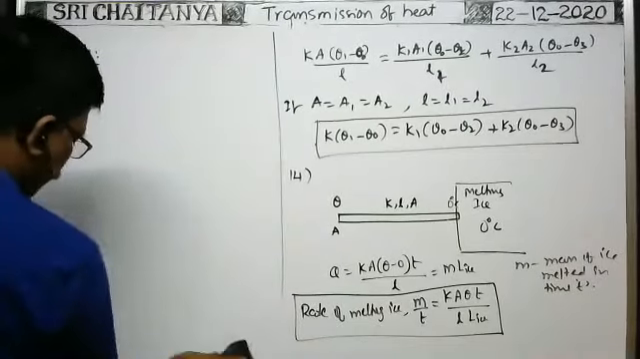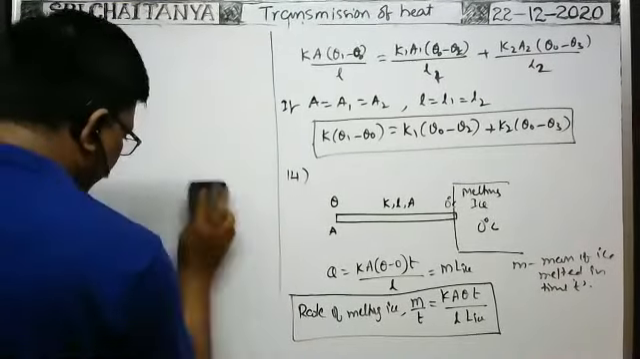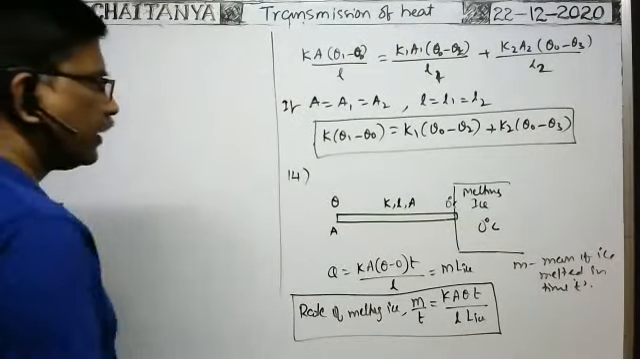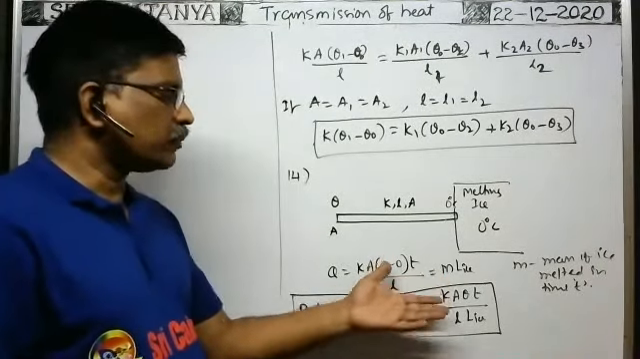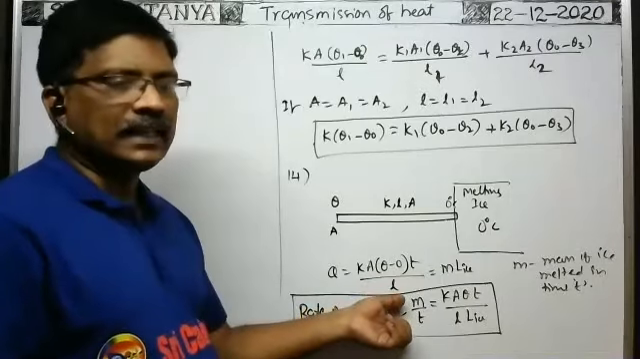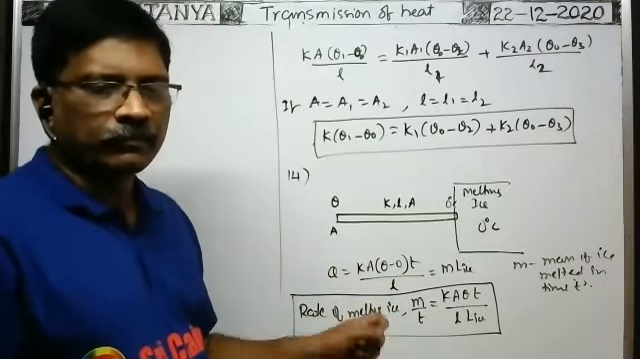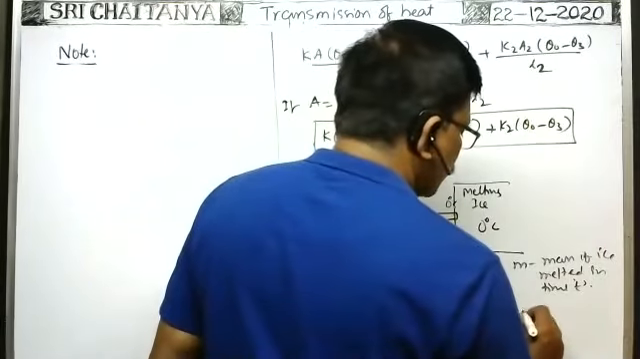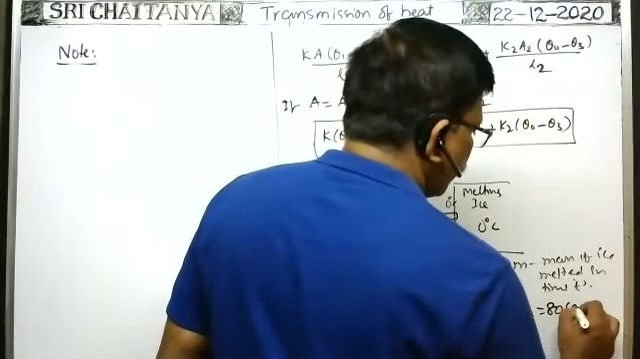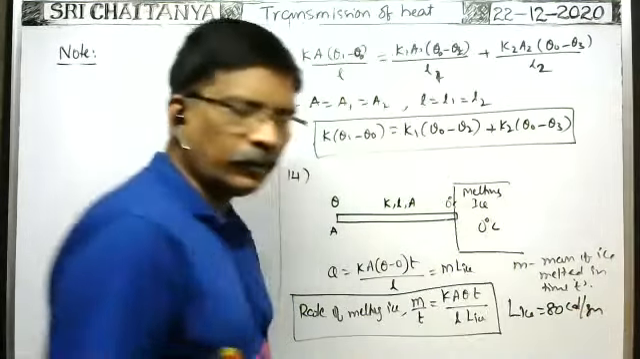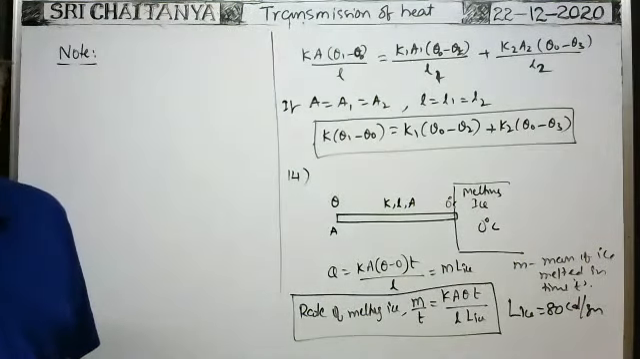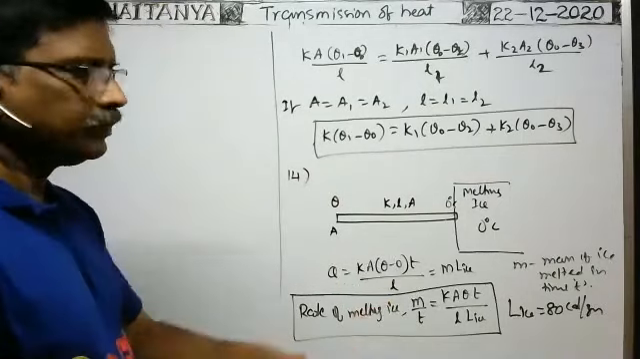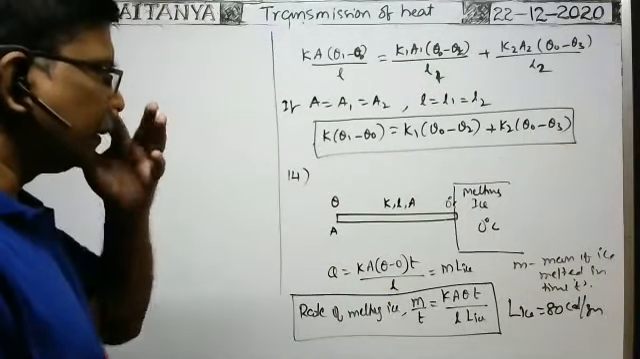In yesterday's note points, it is the fifth point. I think in the fifth point I have written only m, the mass of the ice melted. Rate of melting ice means mass of the ice melted per second. L is the latent heat of fusion of ice. Its value is 80 calorie per gram. You need not write this one.